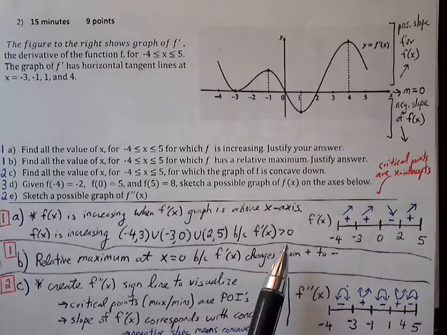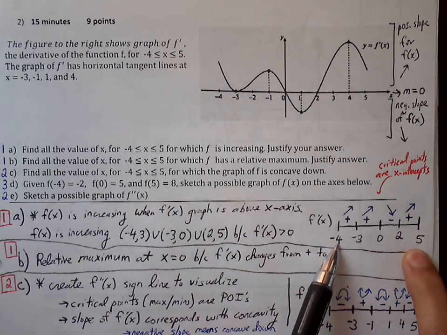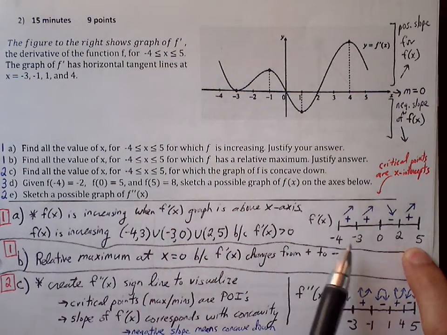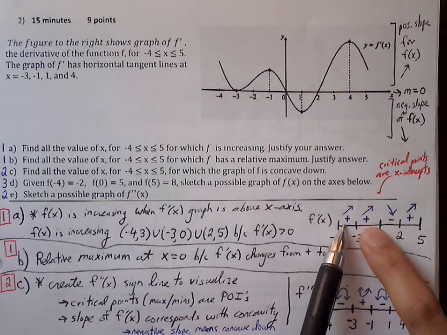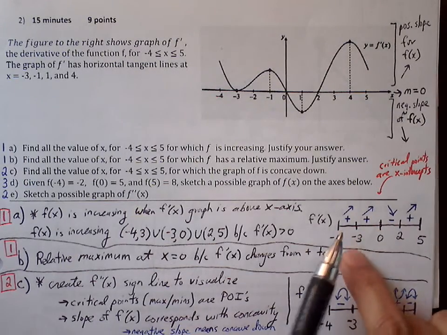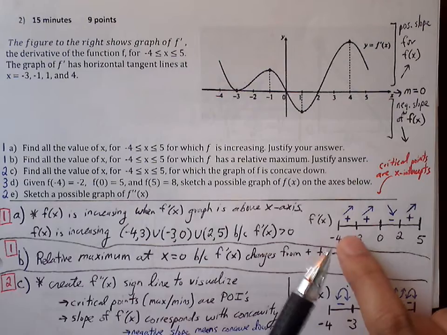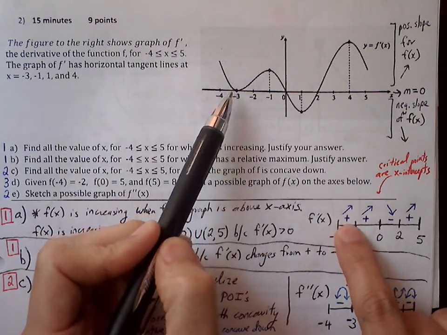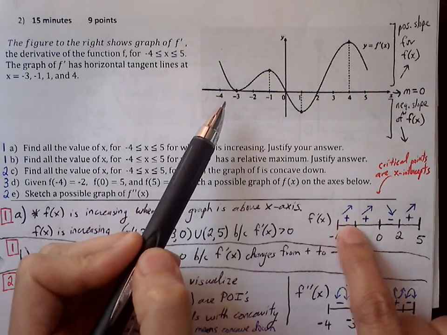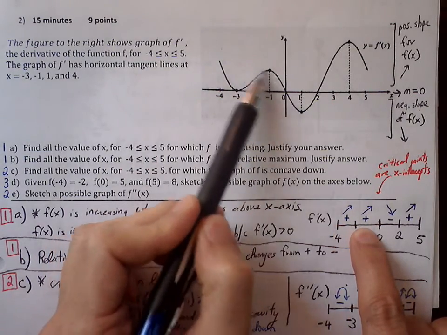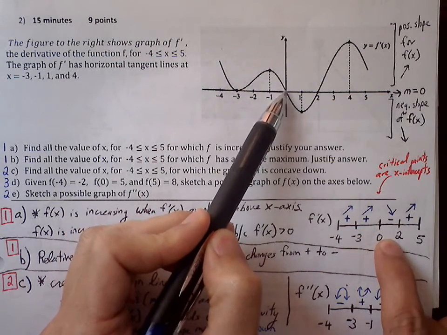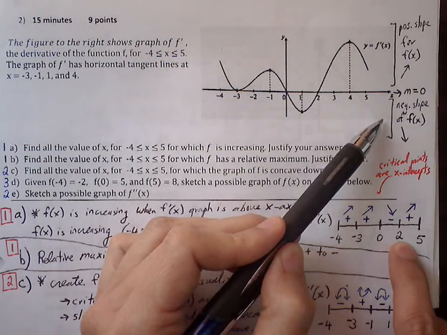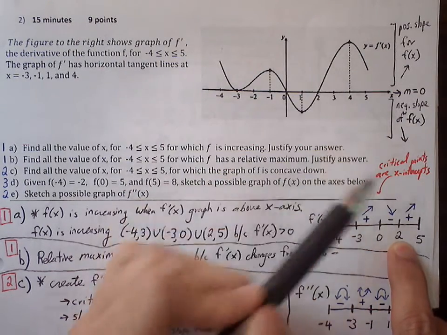So I'm going to create a slope sign line, my endpoints being -4 and 5, my critical points being -3, 0, and 2. And in each interval, I'm going to indicate what's happening in terms of the slope of my original graph. Between -4 and -3, it's above the x-axis, so that's going to translate to the original graph showing a positive slope. Between -3 and 0, also showing positive slope. Between 0 and 2, all these values are below the x-axis, so that's going to represent negative slope. And then between 2 and 5, positive slope.